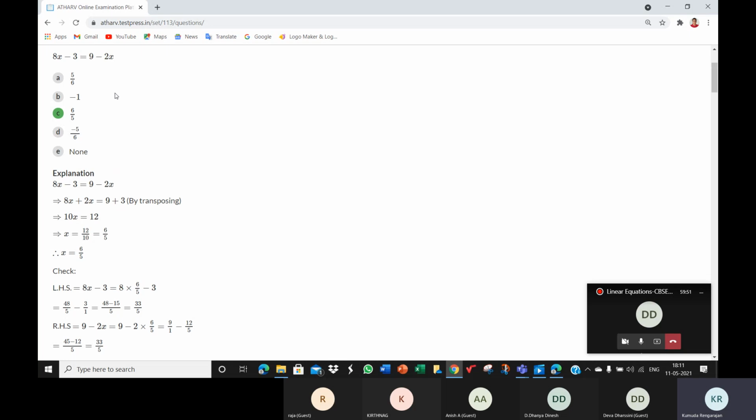So applying that method, that is the understanding actually. What you saw earlier is the understanding behind solving equations. Now you cannot adopt that procedure everywhere. So what do we do? See here, the equation: 8x minus 3 is equal to 9 minus 2x. Can you see this?